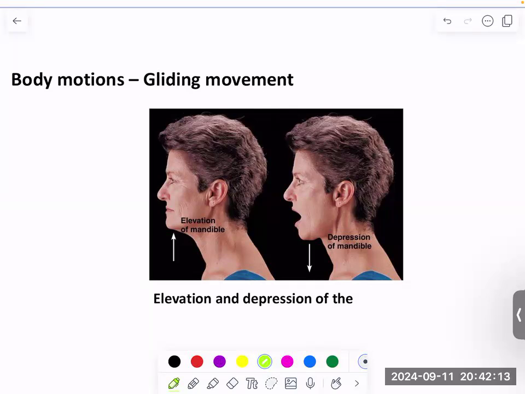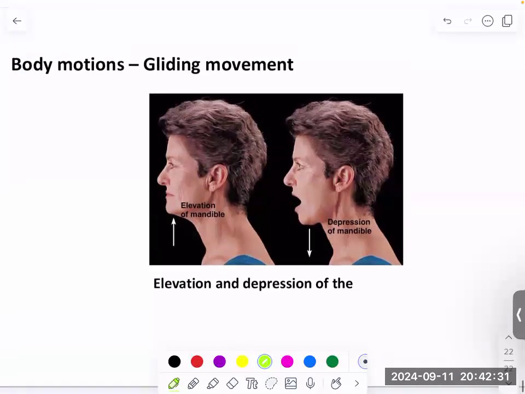One of my favorites, because it sounds like a Harry Potter spell, is levator scapulae. It elevates the scapula, the teenager. We're going to have to be able to name those muscles.